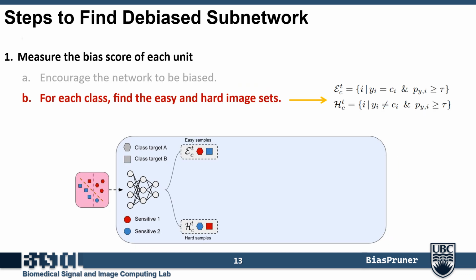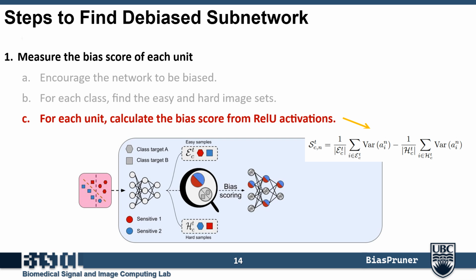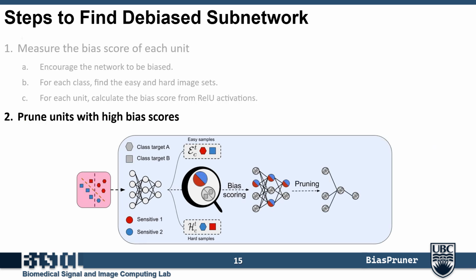Once the network is biased, we are going to partition the training images into easy and hard samples. The easy samples are those that the network was able to classify correctly with high confidence, whereas the hard samples are those that were misclassified. Finally, we're going to use the ReLU activations. Basically, we calculate the variance of each unit's response to these samples, and that gives us the bias score. The units that respond more strongly to easy samples are assigned higher bias scores, while those responding to harder samples receive lower scores. Once we have the bias scores for all the units, we prune the units with high bias scores, and that gives us the subnetwork.